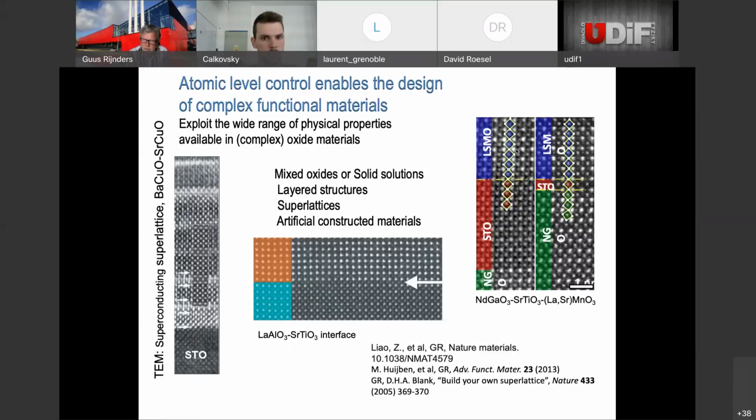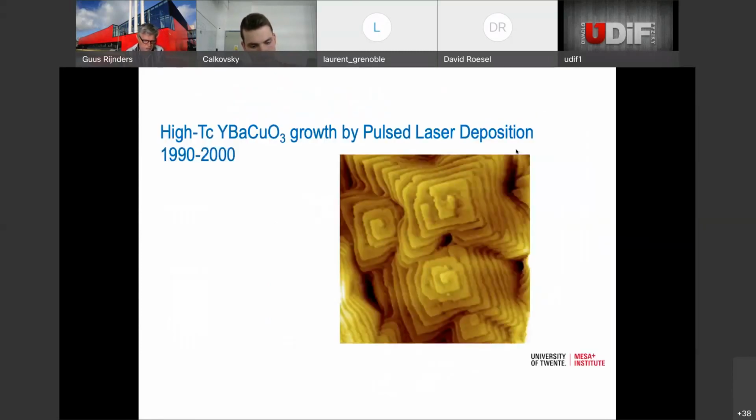I think there are many groups worldwide now that are able to produce such nice epitaxial structures and show functional properties in these materials. But let's go a little bit back. I started in the high TC superconducting era, so to say.